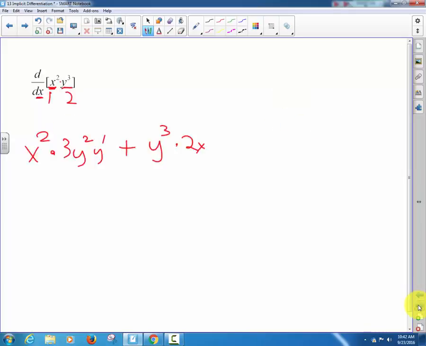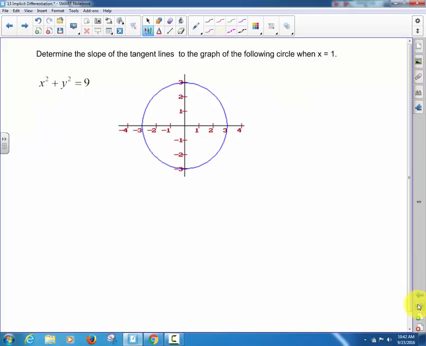Good. Let's see if we've got it. Determine the slope of the tangent lines to the graph of the following circle when x equals 1. Okay? Determine the slopes of the tangent lines to the graph of the following circle when x equals 1. What's the first thing you need to do here? I'll work on it there for a second, then we'll come back and talk.